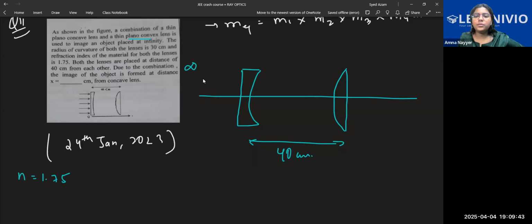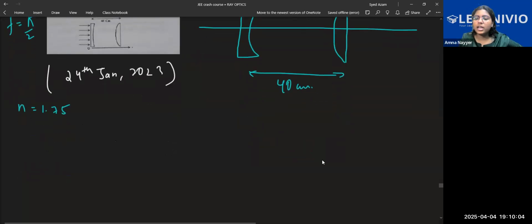See, what we are going to do, if our object is at infinity, right? We don't know the focus, right? Focus is not given, and we cannot use our simple f equal to r by 2 because it's not a mirror. It is saying it's a lens, right? All the lenses are present. So for lens, we did a formula, the lens maker formula. So that will help us calculate the focal length.